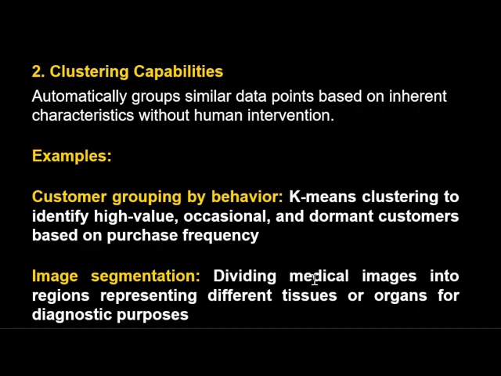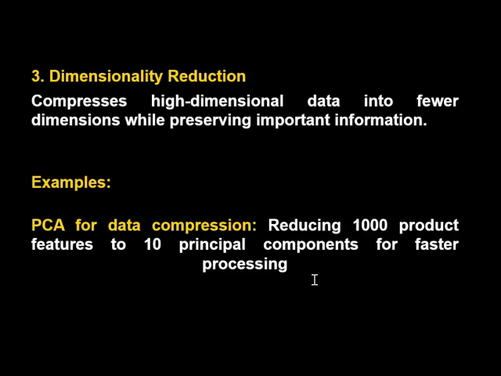machine learning. The next one, dimensionality reduction, compresses high dimensional data into fewer dimensions while preserving important information. The example, principal component analysis for data compression, reducing 1000 product features to 10 principal components for faster processing.